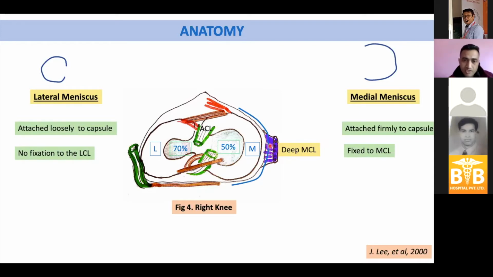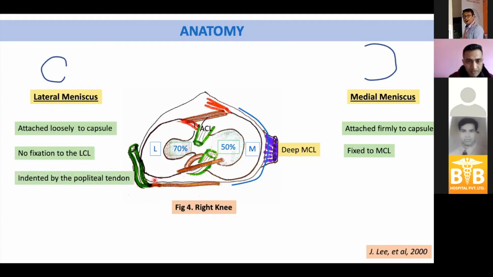So if you look at this picture, the medial meniscus is more firmly attached to the surrounding structures, thereby making it more vulnerable to injury. It's firm, it resists some movement, so it's going to get more injured in case of isolated injuries. But in contrast, on the lateral aspect, there is no fixation to the lateral collateral ligament.